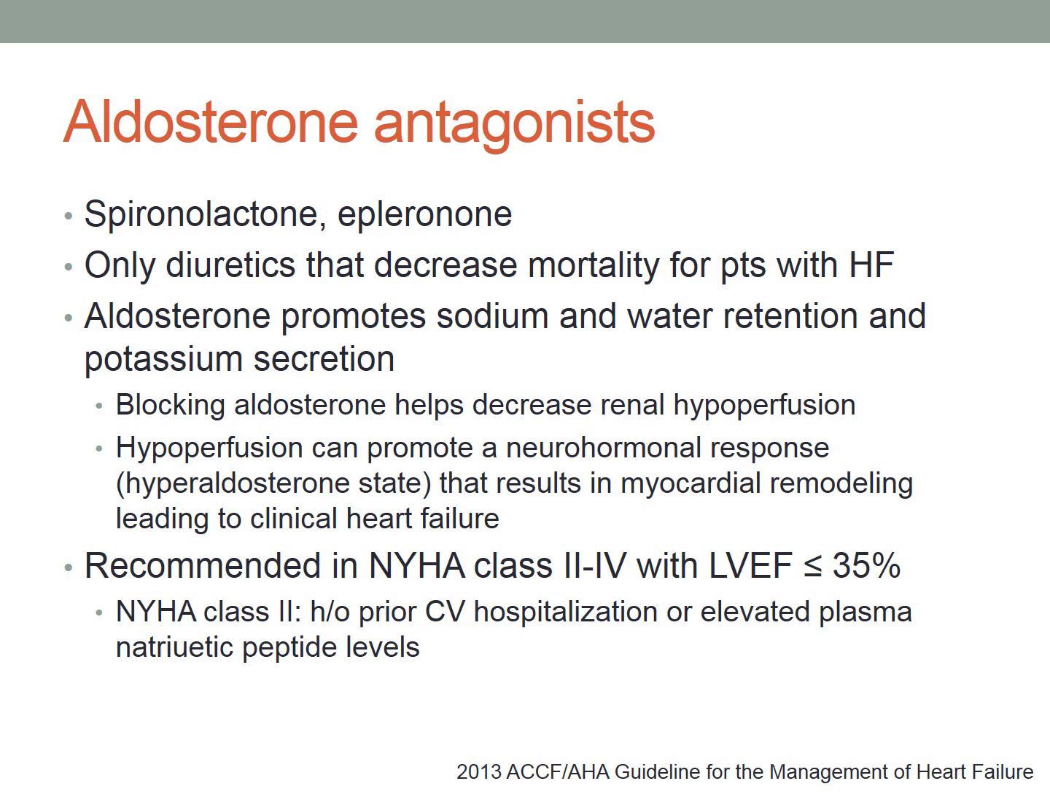So aldosterone antagonists are recommended in patients with New York Heart Association class 2 to 4 with left ventricular ejection fractions less than or equal to 35%. For patients that have class 2 heart failure, these agents are indicated if they have a history of prior cardiovascular hospitalization or elevated plasma natriuretic peptide levels.